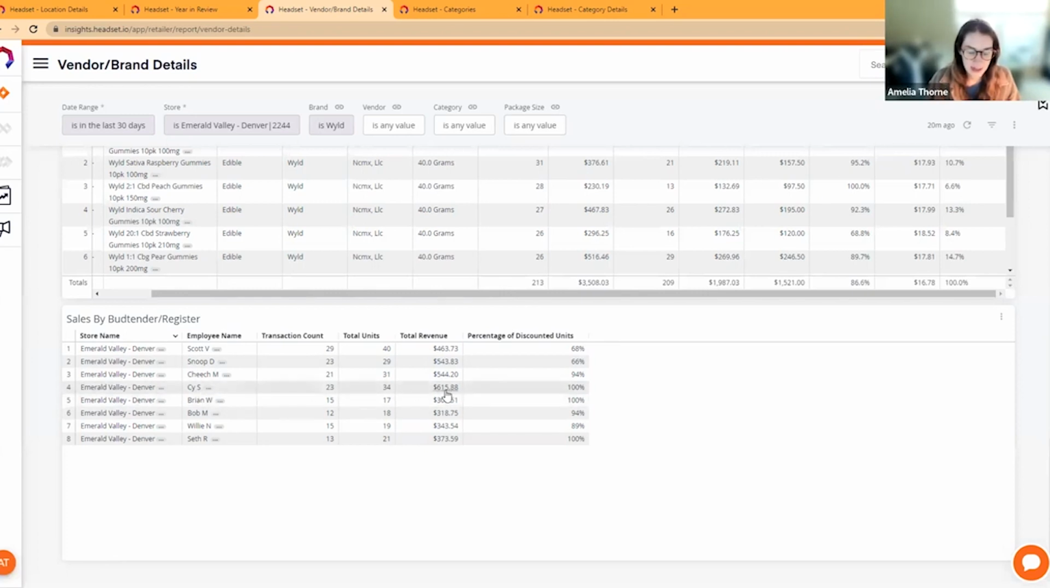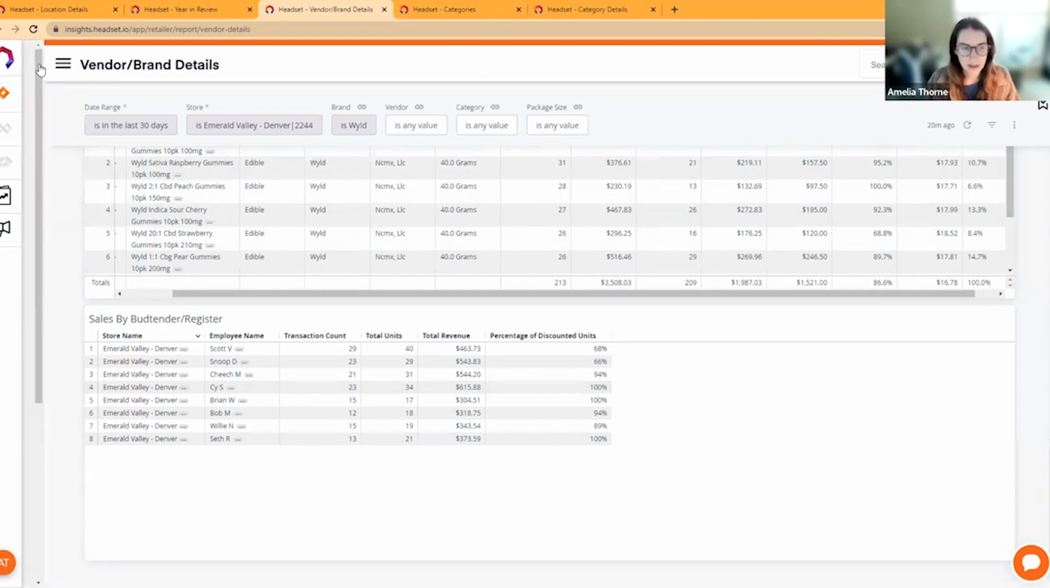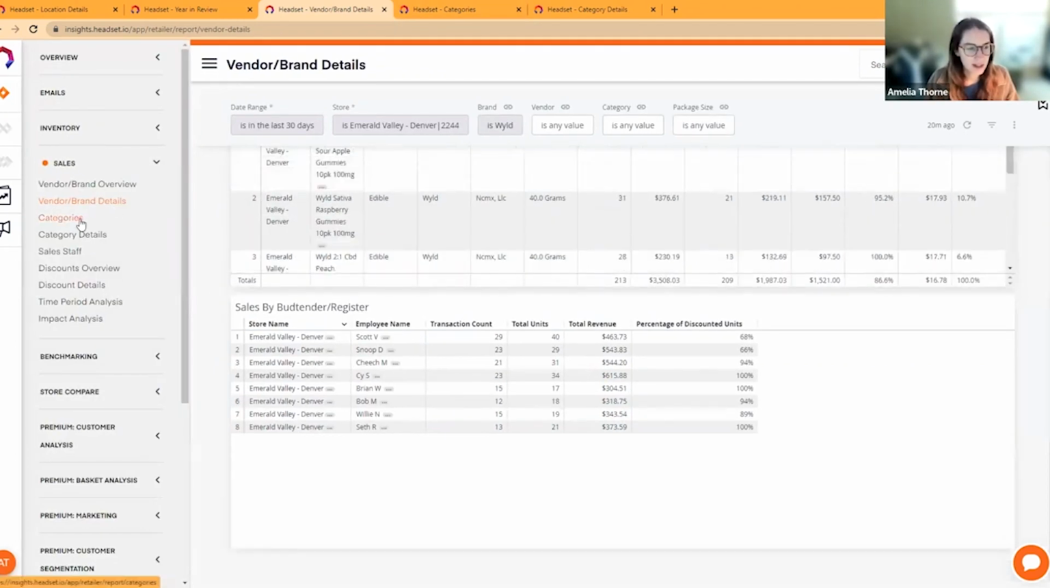However, this guy is bringing in more revenue even though he's discounting 100%. So, interesting little nuggets of info that you can find in these graphs. Okay, so I've been doing a lot of talking. We're almost near the end.